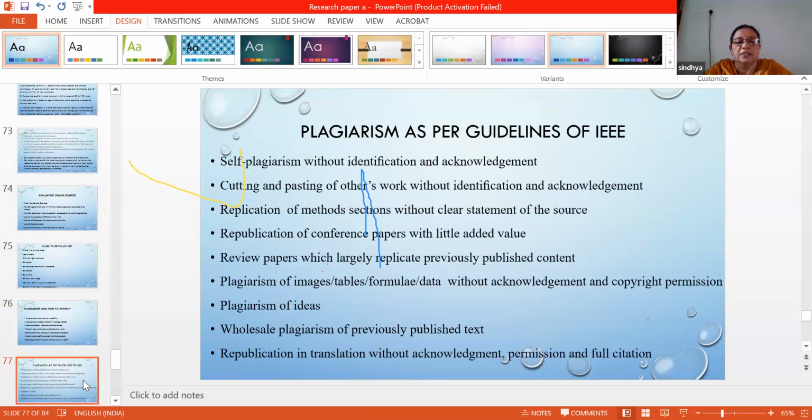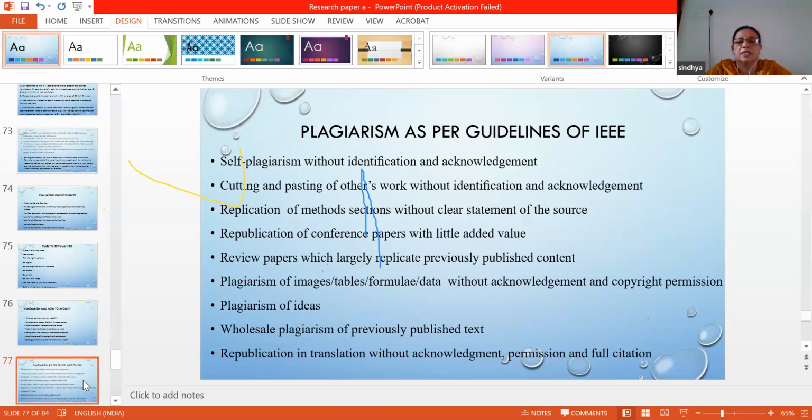Cutting and pasting others' work, that is plagiarism. Replication of method sections without clear statement. Republication of conference papers with a little added value, that is usually done by many research scholars. When we publish a paper in a conference, make some title modifications and publish it in another journal, that is also plagiarism.